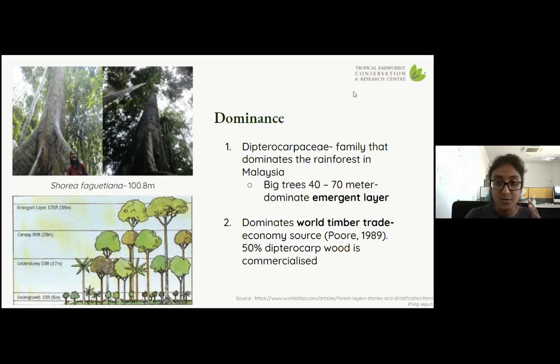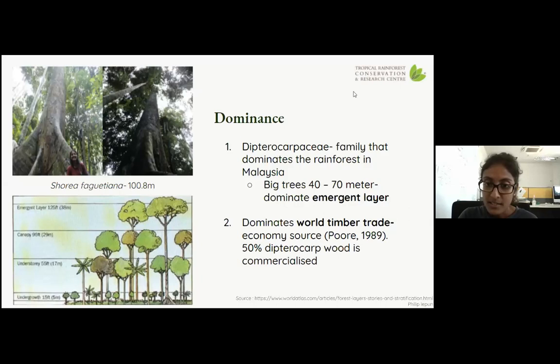As you can see in the photo at the top, this is Shorea faguetiana. This is the tallest tropical tree in the world. It is in Danum Valley, but this photo was not taken in Danum Valley. It was taken in Tawau. So this Shorea faguetiana used to be the tallest tropical tree in the world, but now of course, the newly discovered Shorea faguetiana in Danum Valley is the tallest tropical tree in the world.